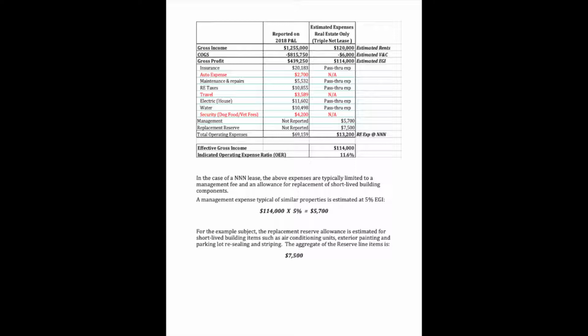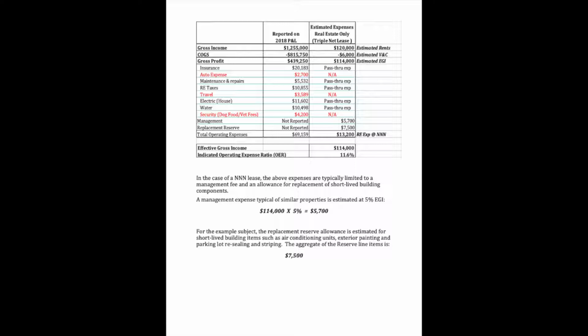Okay, so insurance. Let's look at the expenses. Insurance, okay? They show insurance of $20,183. Well, under triple net, that's a pass-through item to the tenant. So we don't estimate insurance, okay? Auto expense. Well, that's a business expense, not a real estate expense, so that's not applicable. Maintenance and repairs, that again is a pass-through item under triple net. Real estate taxes, pass-through under triple net.